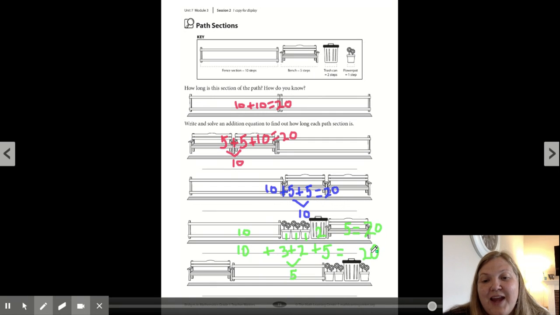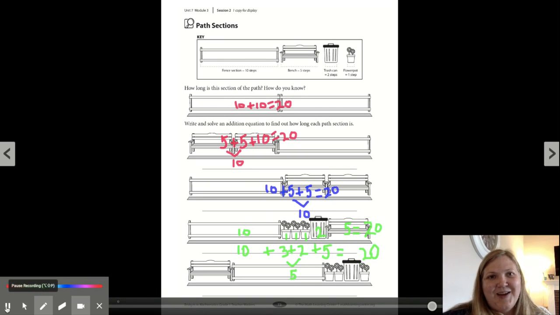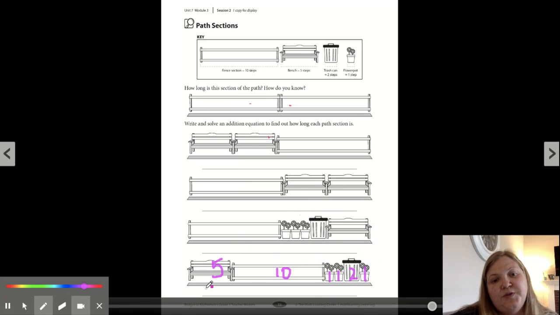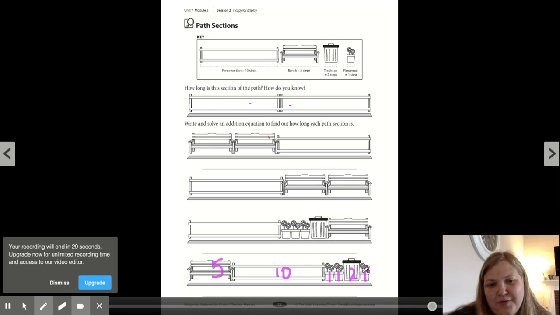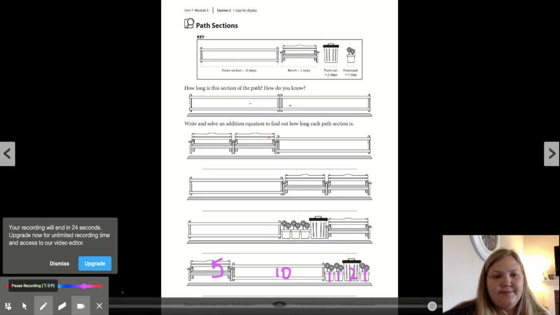Is there any other way you can think about that problem? What would your equation look like? What's your strategy? Okay, let's try the last one. All right, boys and girls, for the last one, we have a bench, a fence, a flower pot, a trash can, and then another flower pot. What equation could we write?